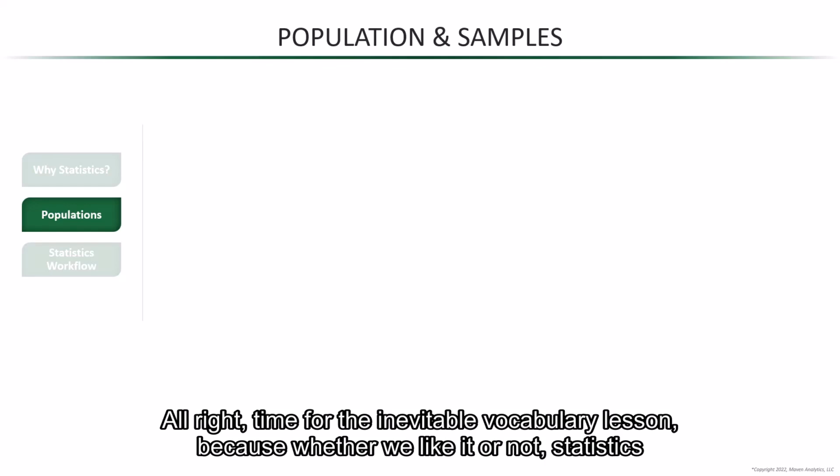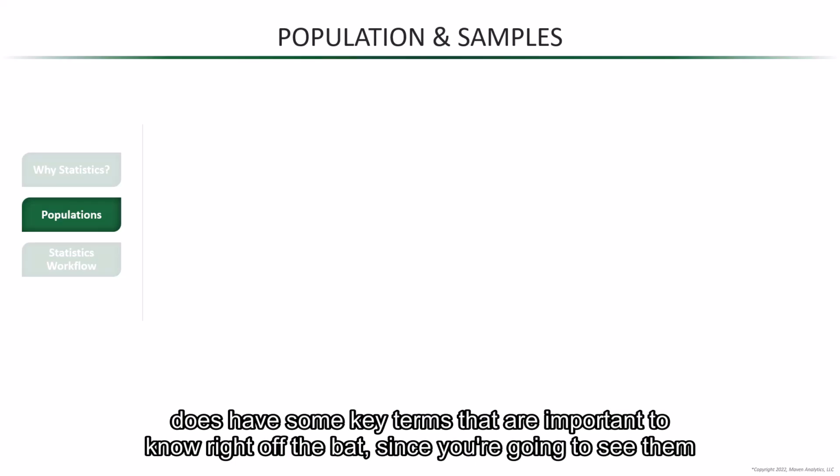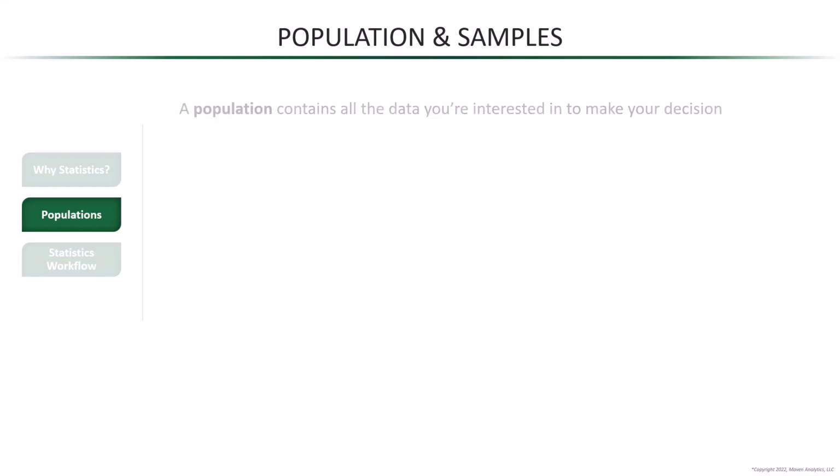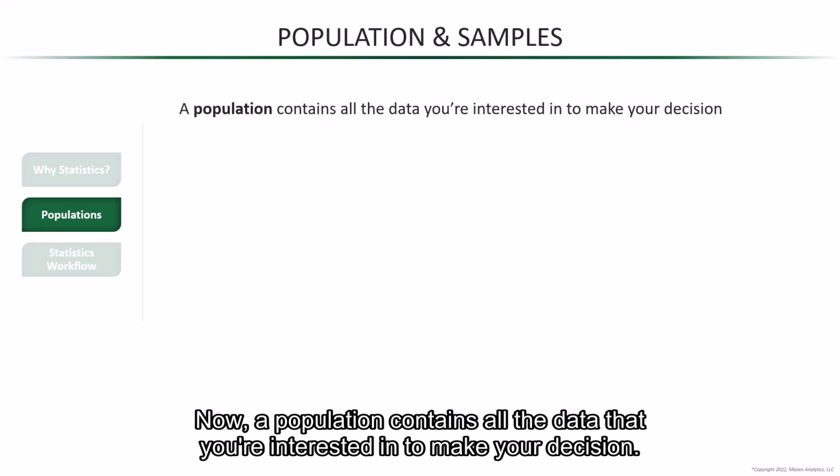All right, time for the inevitable vocabulary lesson, because whether we like it or not, statistics does have some key terms that are important to know right off the bat since you're going to see them referenced all across the course. So let's talk about populations and samples. Now, a population contains all the data that you're interested in to make your decision.